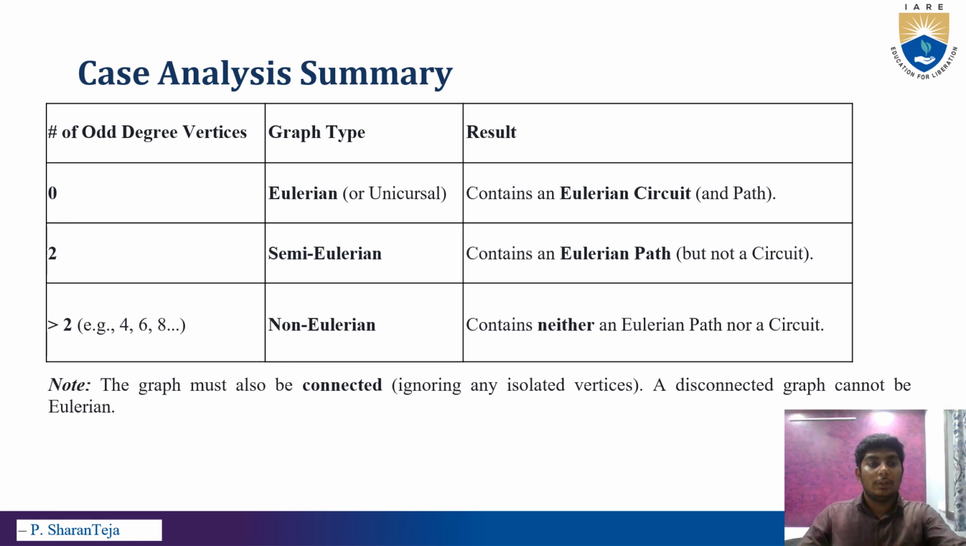If there are 0 odd degree vertices, the graph type is Eulerian and it contains an Eulerian circuit and path. If there are 2 odd degree vertices, the graph type is semi-Eulerian, containing an Eulerian path but not a circuit. If there are more than 2, such as 4, 6 or 8, the graph type is non-Eulerian. Result: it contains neither an Eulerian path nor a circuit.